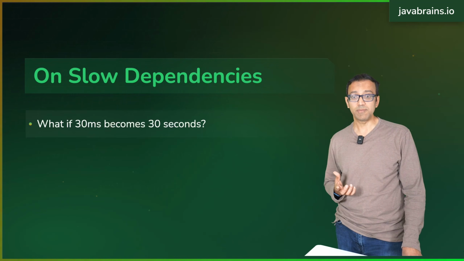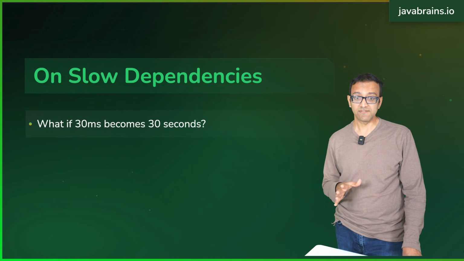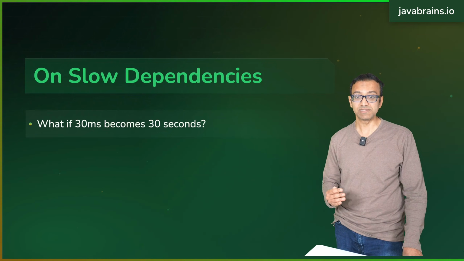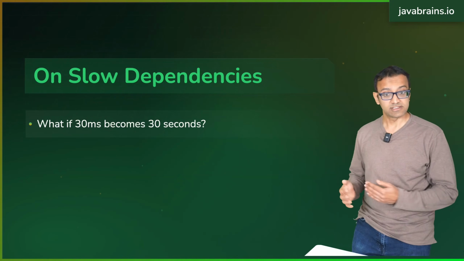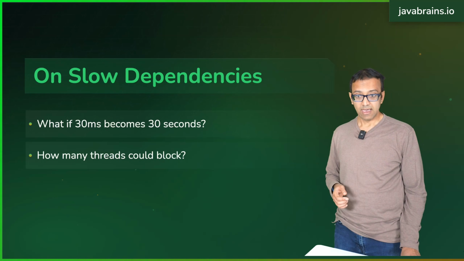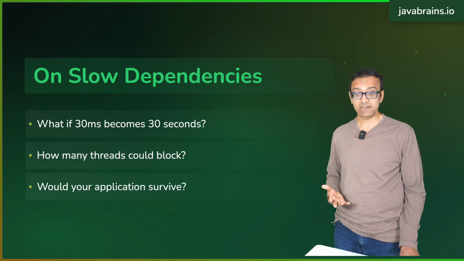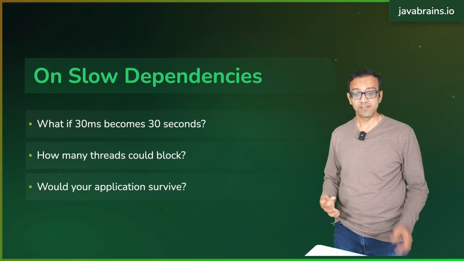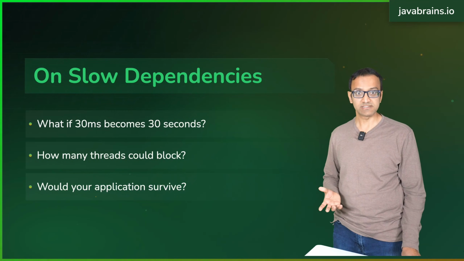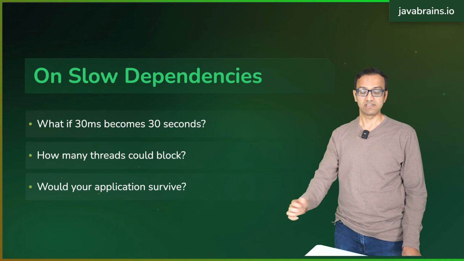And then for slow dependencies, what happens if your dependency becomes slower? Something that takes milliseconds, what happens if it becomes seconds? Do the threads wait indefinitely in your architecture? What happens? And how many threads block? Do you know where you have deployed your microservices and how many threads they consume? Would your application survive if one service goes down?